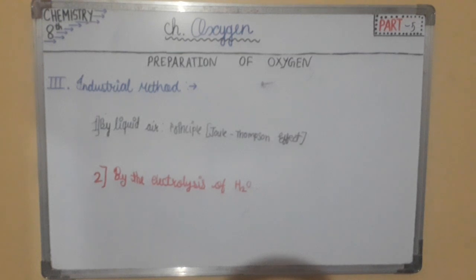I hope you understood this whole method, the third method of preparation of oxygen, that is the industrial method. In the next part, part 5 of chapter Oxygen, we will learn about the physical properties of oxygen, and after that we will start the next point, chemical properties.